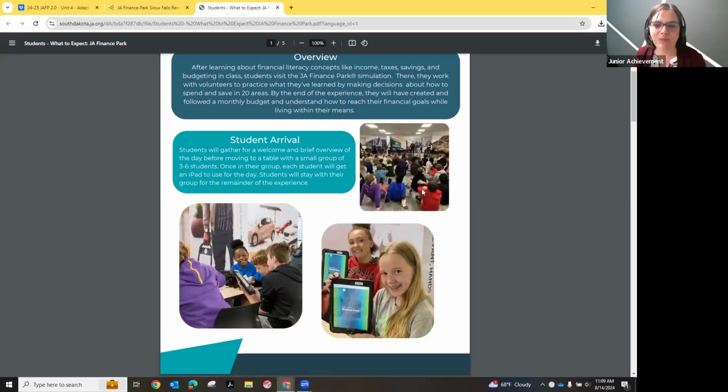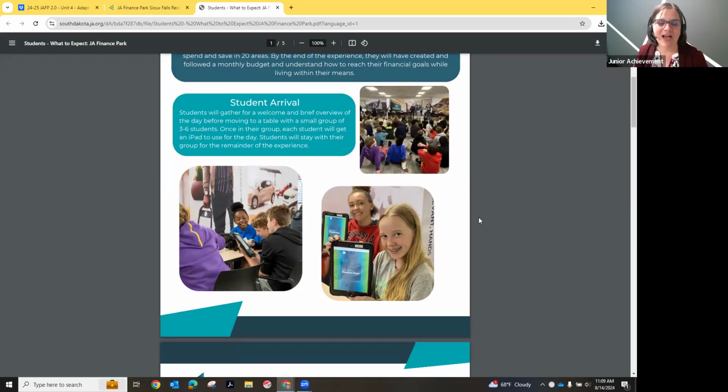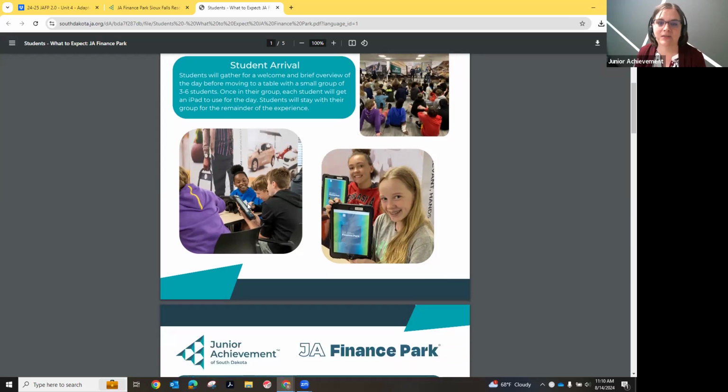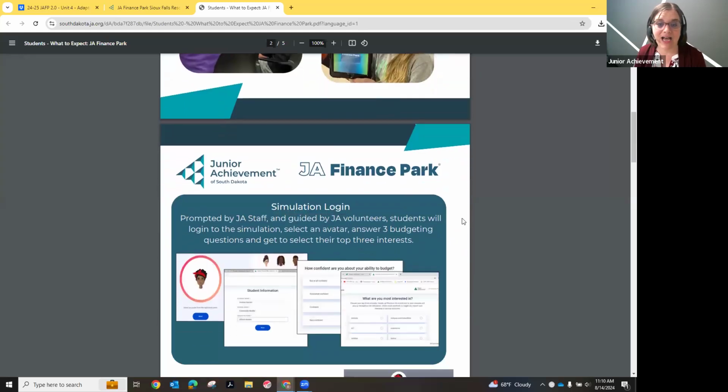We tried to have corresponding pictures from our Patrick Henry friends that did this in the spring of 2024. So if they're recognizing anybody from the district, that's because these are real life pictures, which is fun. Once they arrive, we're going to do a big welcome, and then they're going to get into small groups of 3 to 6 students. We're going to work with teachers and administration to pre-assign those groups to make sure it's as effective as possible. And then each student is going to get their own iPad. So everybody gets an iPad.